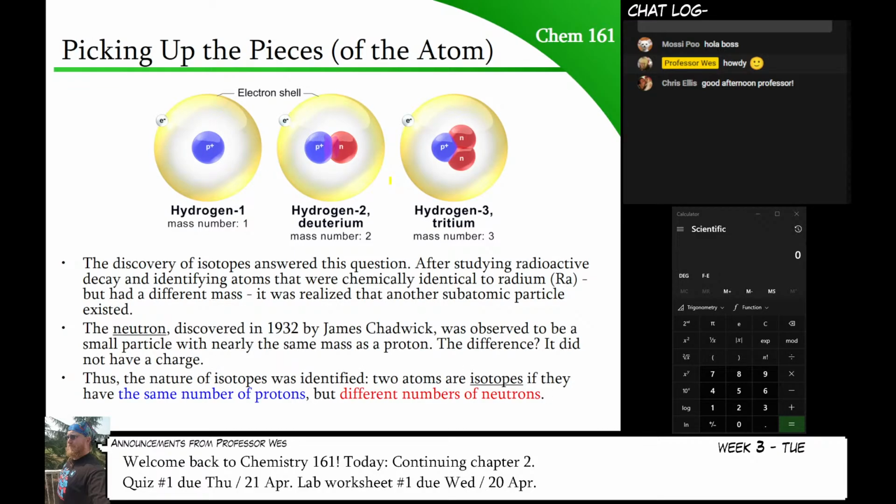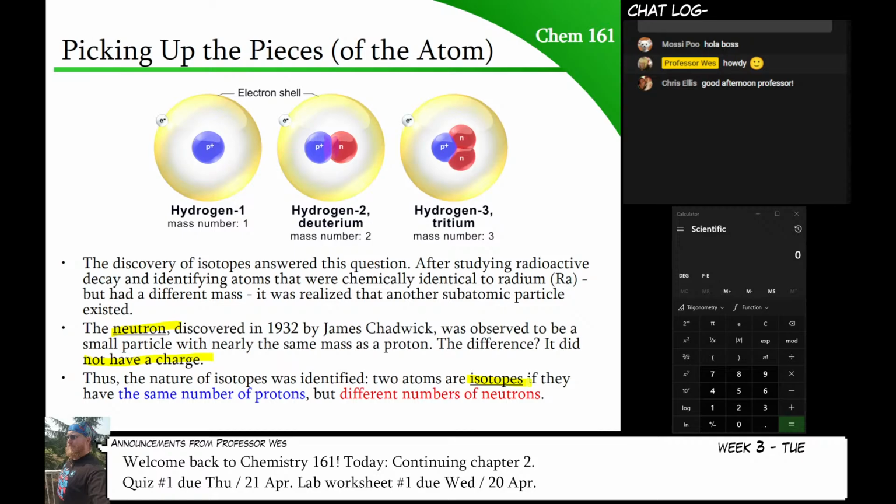Now, because neutrons don't have any charge to them, that means that it is possible for you to have varying numbers of neutrons. And so this is what's called an isotope. Two atoms are isotopes of each other if they have the same number of protons but different numbers of neutrons. On the screen here, you can see hydrogen, deuterium, and tritium. These are common names given to different isotopes of hydrogen.